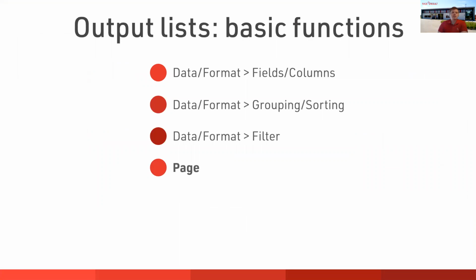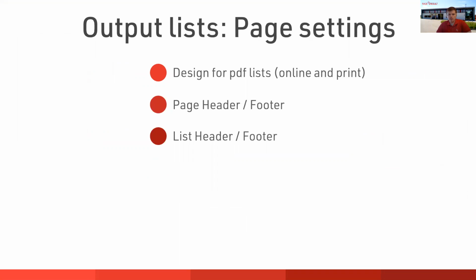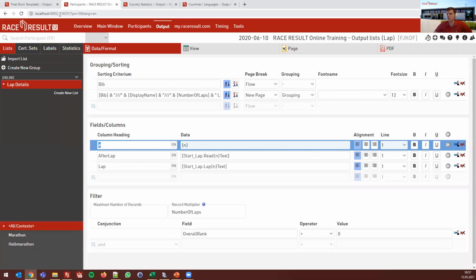Okay, last but not least, when talking about output lists, is the page settings. Within the page settings, you define the design for PDF lists, both online and print. So let's say online and offline. And with online, I mean on myresult.com, because you can make PDF lists available online on myresult.com. Then you have a page header and a page footer and a list header and a list footer and a few other settings that we will look into right now.